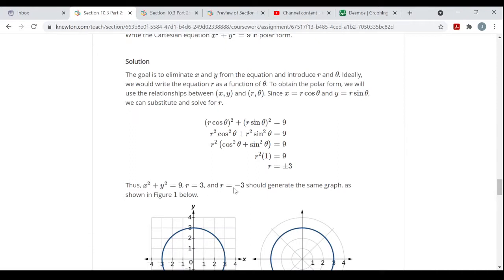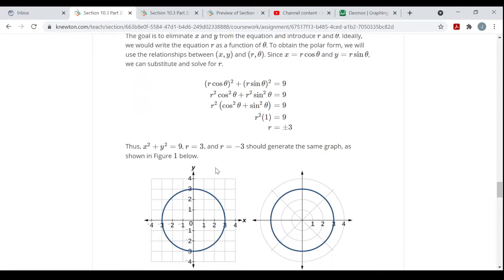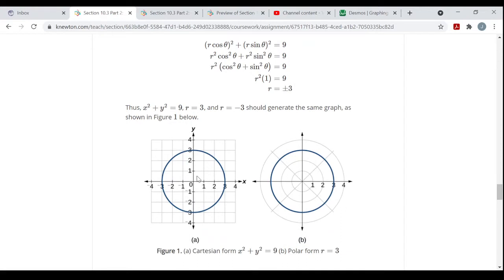The graph of all the points where x squared plus y squared equals 9 in rectangular should be the same graph as r equals 3, right? This is all the points where r is equal to 3 in polar. They're both circles with a radius of 3. Every point that's 3 units away from the origin would be on the graph of r equals 3, and the same for x squared plus y squared equals 9. So they're showing you that they are indeed the same curve.